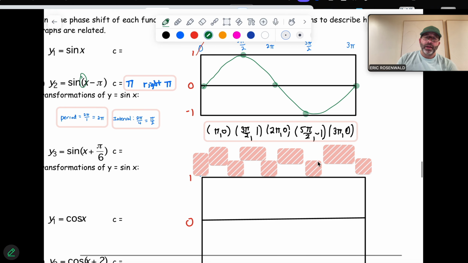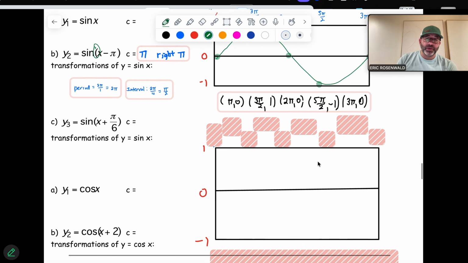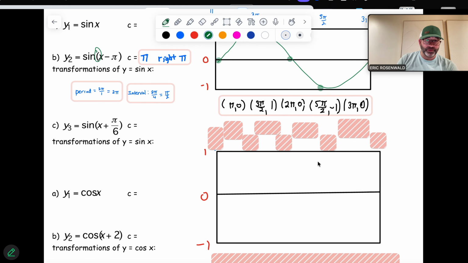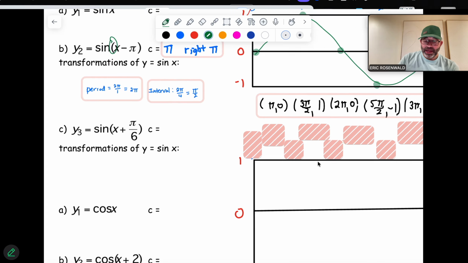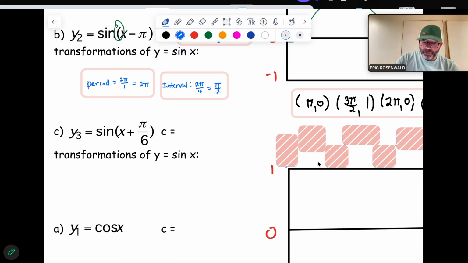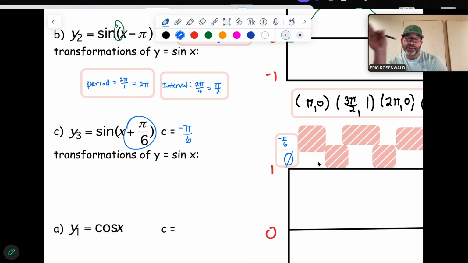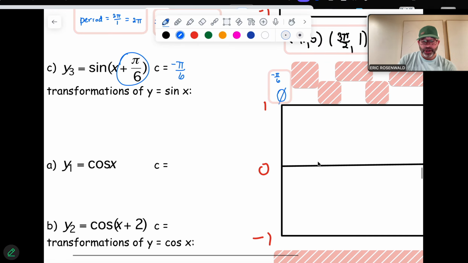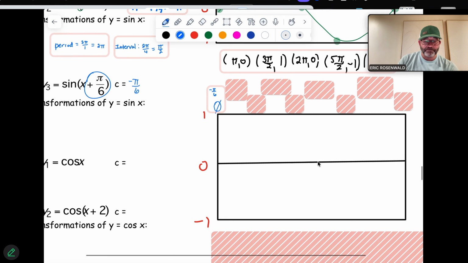Okay? Let's talk about another one, but this one we're going to make a little bit more difficult. Pi was an easy number to work with. Pi over 6 is not. So when we look at this, my C value is negative pi over 6. It's always the opposite, which means my graph normally starts at 0, but now it's going to be shifted to the left pi over 6.